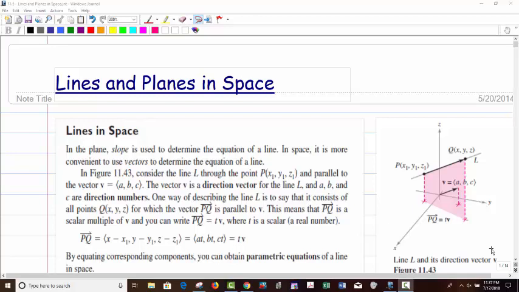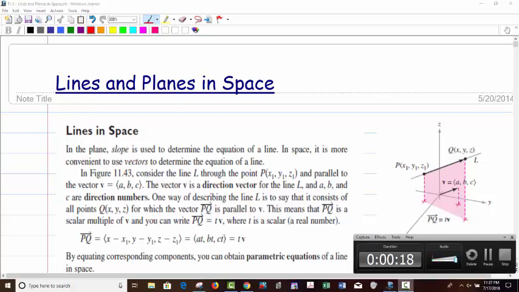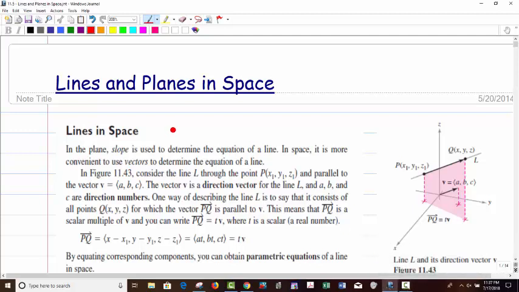This video is entitled Lines and Planes in Space. Now in the plane, we use slope as what determines the equation of the line based on the direction of the line.